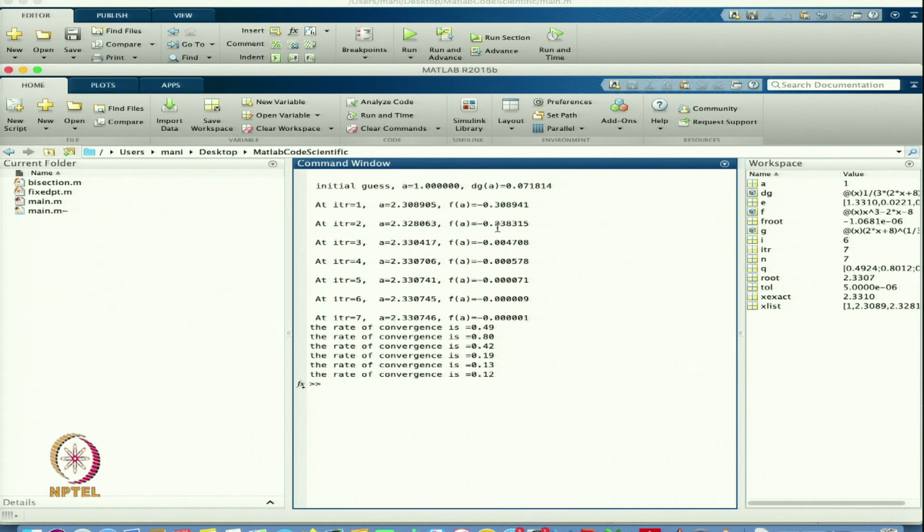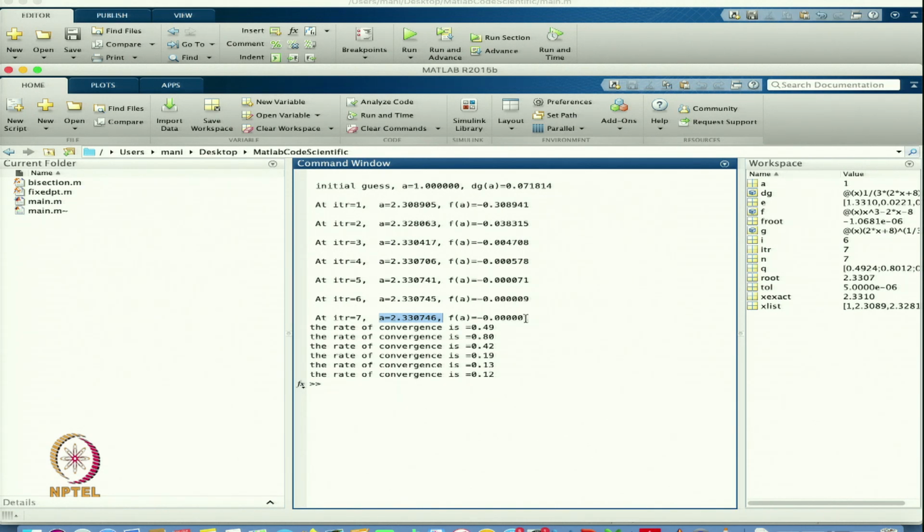So, from here you can see that I start with my initial guess, that is 1, and at that place the dg was less than 1. So, it is going to converge. Then I will get my value of a is this, value of the fa is this. So, after the 7 iterations, I get the value of a, that is 2.3307, and the value of the function. I am not putting the absolute value. So, it is 0.00001. So, it is up to the tolerance.